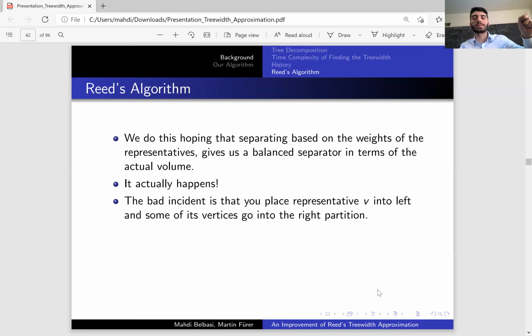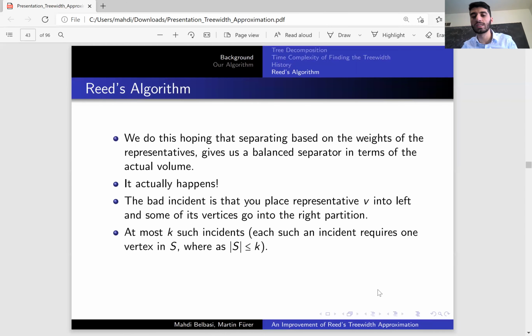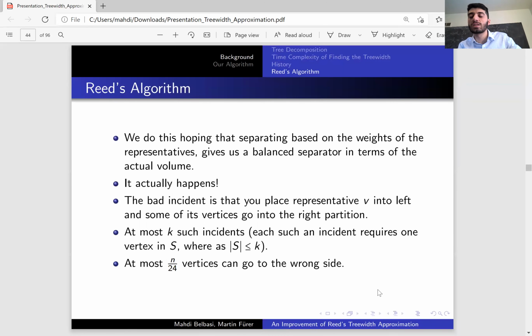We put one representative, let's say, into the left part, and some of its subtree goes into the right side, right? In order to have this incident happen, we must have one vertex in a separator, because this is a connected path, right? It goes from the root to some vertex in its subtree. So it must go through the separator, which means it requires one vertex in the separator. However, we have the upper bound on the capacity of the separator, which is k. So not more than k such incidents can happen.